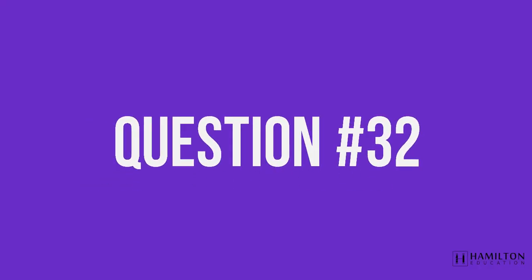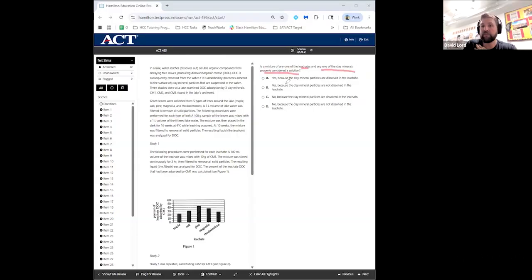Is a mixture of any one of the leachates and any one of the clay minerals properly considered a solution? You can definitely read back over what a leachate is. Going back to here, green leaves were collected from 5 types of trees around the lake. A 5-liter volume of the lake water was filtered to remove all solids. The following procedures were performed. 100 grams of the samples were mixed with a liter, and the mixture was then placed in the dark for 10 weeks at 4 degrees Celsius while leaching occurred. So the water is extracting things from the leaves. At 10 weeks, the mixture was filtered to remove all solid particles. So basically the remaining liquid is called the leachate. And then they mixed the leachate with a CM.